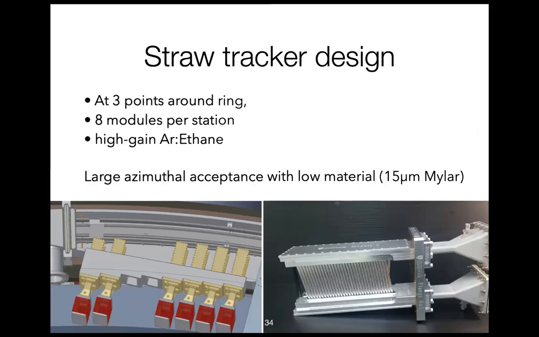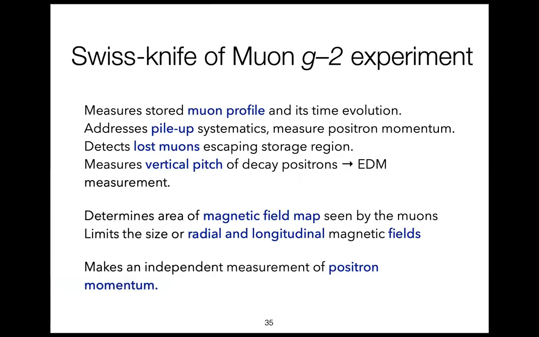That's where straw trackers come in. It's also an improvement on the previous experiment. At 3 points around the ring, we have 8 modules that measure what the muons do inside the ring in a non-intrusive way. They measure the muon profile, and they measure the pileup, because we can compare what the trackers and calorimeters see. They detect lost muons escaping the storage region, and they can measure the vertical pitch, or the tilt of the precession plane, which can be turned into an EDM, electric dipole moment, measurement.